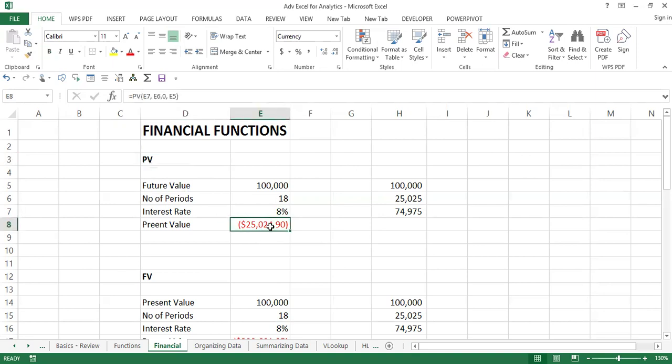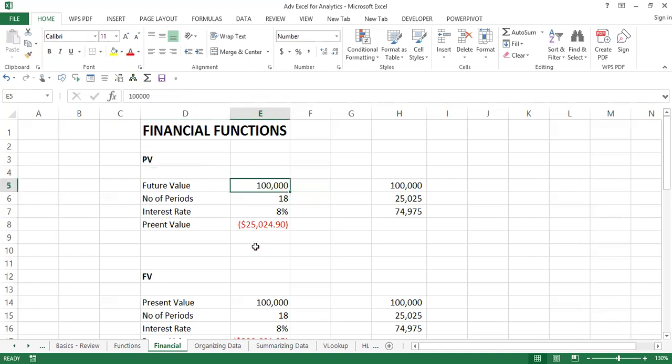Okay, so we did this the other time. This is just a review, revision, sort of. To illustrate this, with the present value function, you can compute the amount that needs to be invested in the present in order to get a predefined amount in the future.